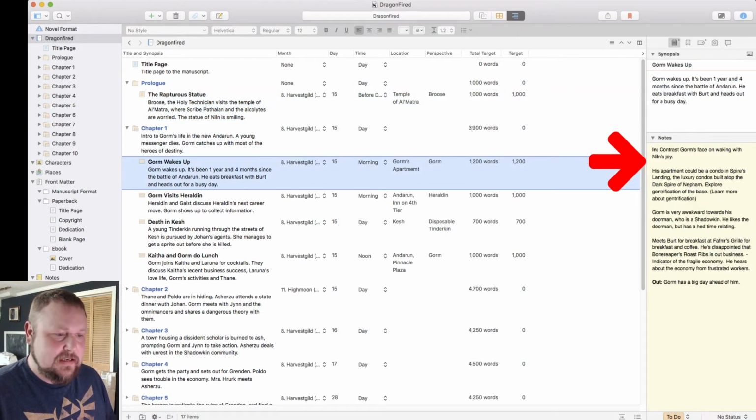But then, this next scene kind of talks about the major beats that Gorman is going to hit in the scene. So where they meet, where they talk.